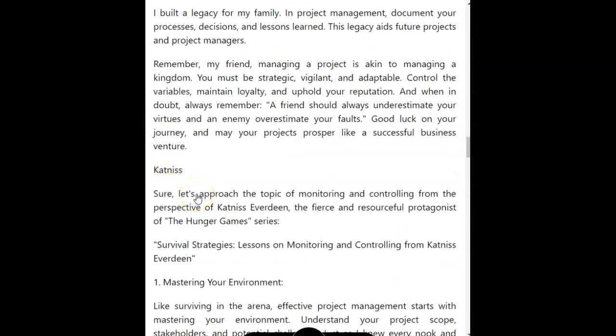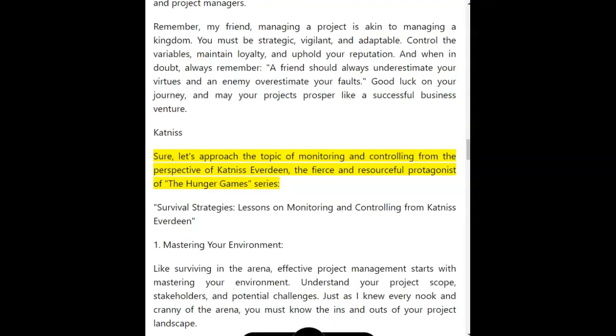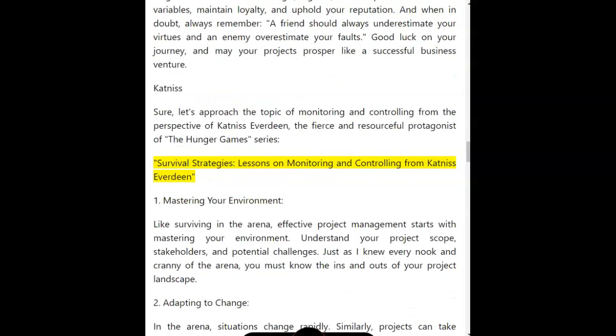Katniss. Sure, let's approach the topic of monitoring and controlling from the perspective of Katniss Everdeen, the fierce and resourceful protagonist of The Hunger Games series. Survival strategies, lessons on monitoring and controlling from Katniss Everdeen.